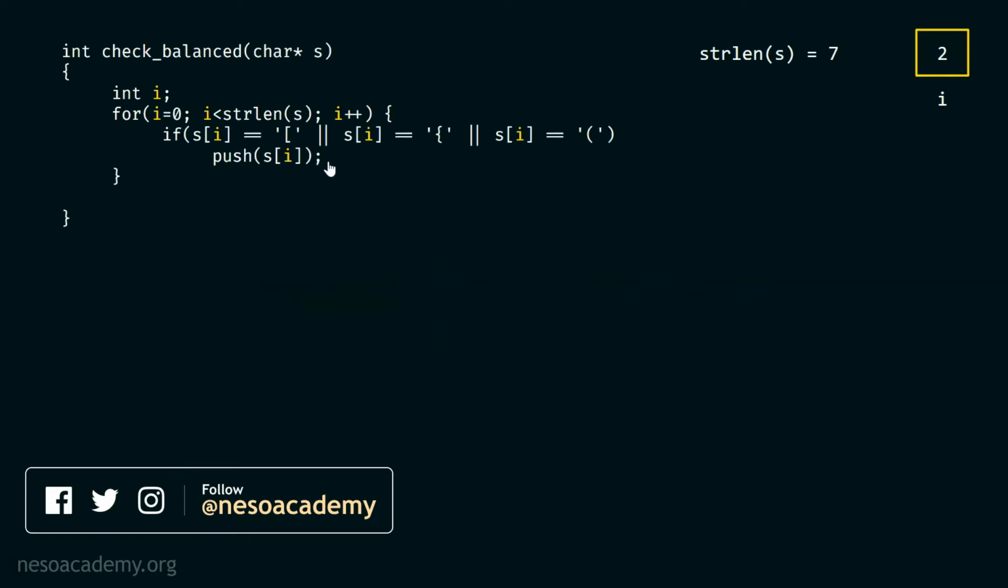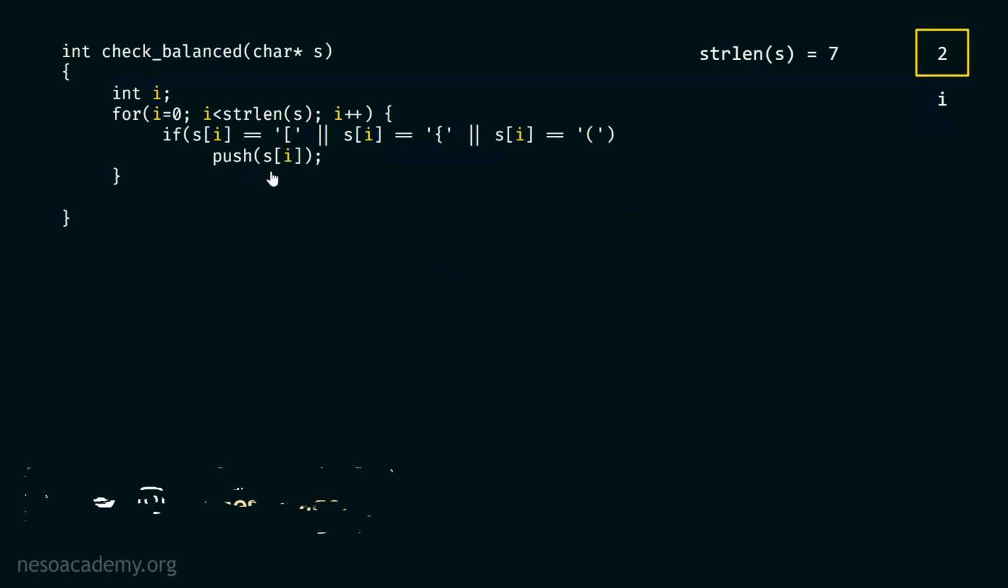Therefore, we must not push this symbol, this character A onto stack, right? After this again, we have to increment I by 1. We must make it 3. We must check this condition once again.